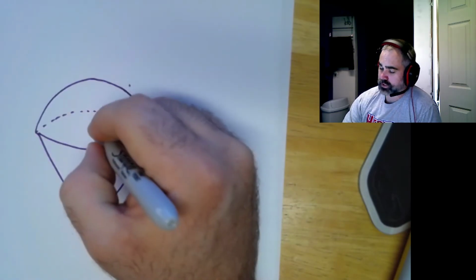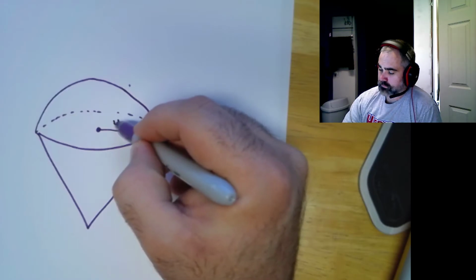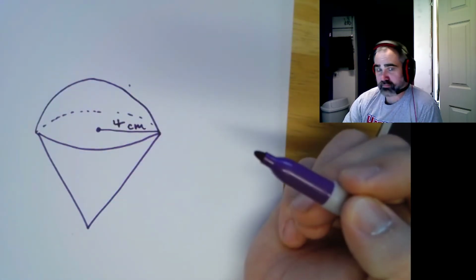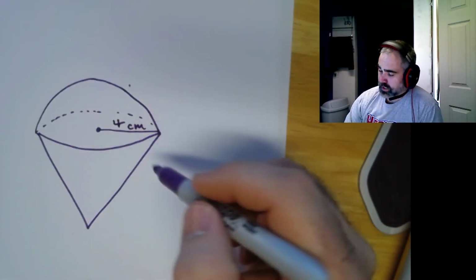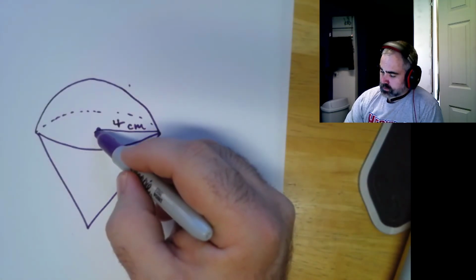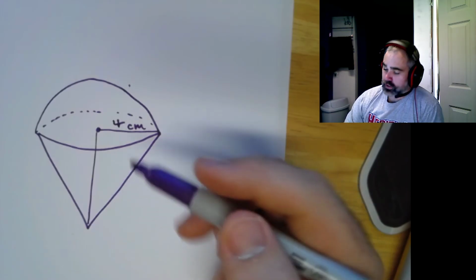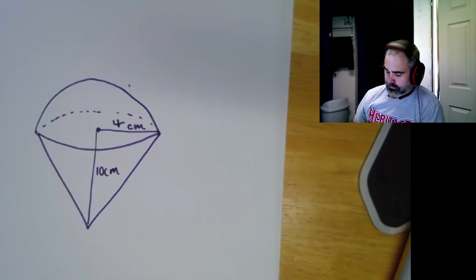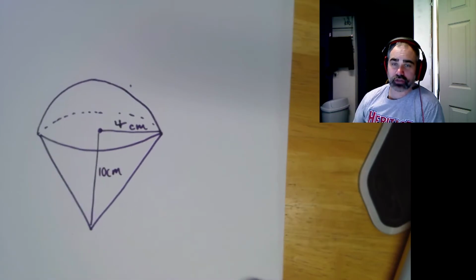Okay, and I'm going to tell you the radius is 4 centimeters. Not a big cone, kind of a small, like a kid's cone. And the height, I'm also going to tell you that, of your cone is 10 centimeters. All right. So what I would like you to try to do is to find the volume of this figure. Go ahead and press pause and try it on your own.